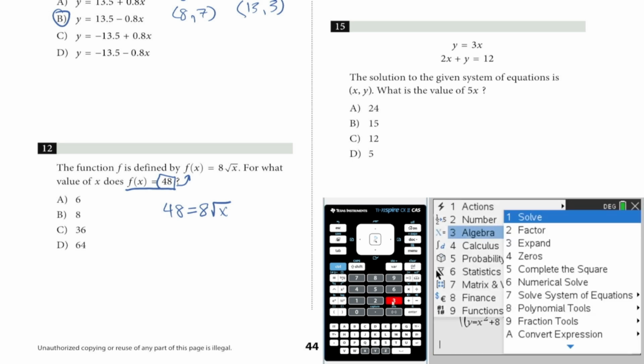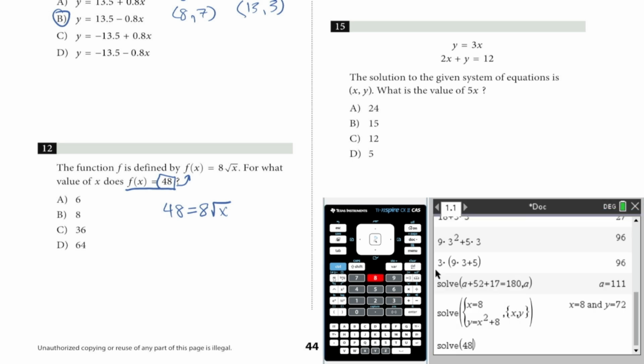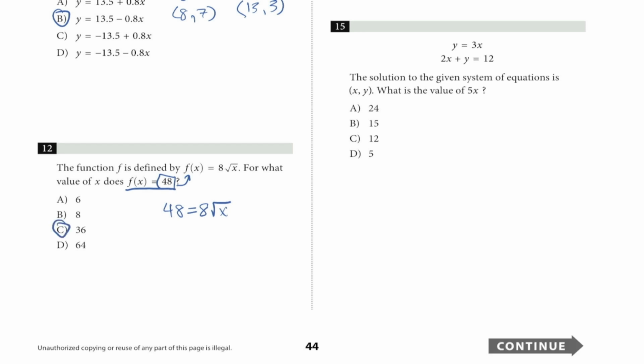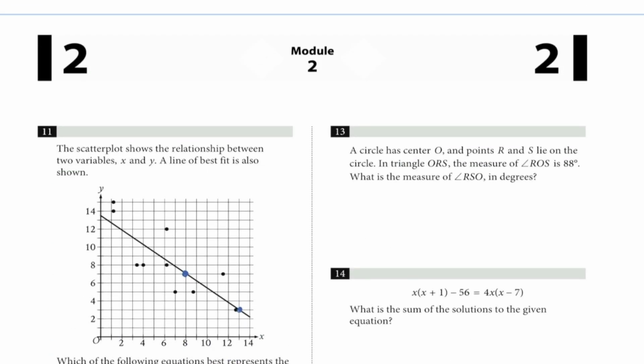So I can do menu 3-1, 48 equals 8 square root of x. We'll move outside the square root and put comma x. So we get 36. All right. That's number 13.